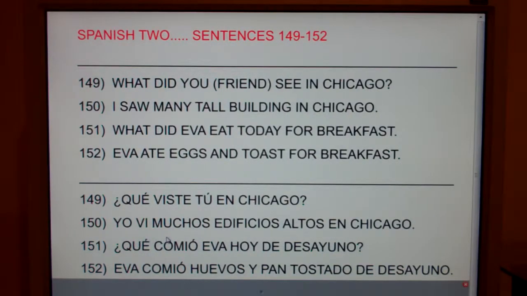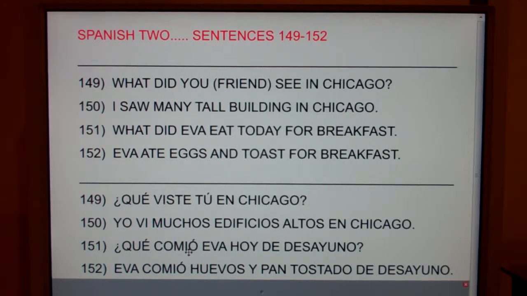150, I saw many buildings tall in Chicago. Notice, it's buildings tall. How are we supposed to remember that edificio is building? Well, there's a fancy English word, edifice. He designed an imposing edifice, it's building. Or in churches, they'll say, you should edify one another. Everybody say edify, edify. It means you should build each other up. Or Ed has a big office building. So edificio is building or edifice, okay?